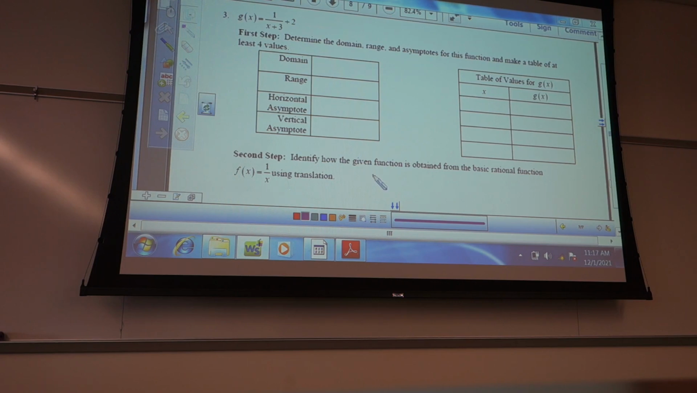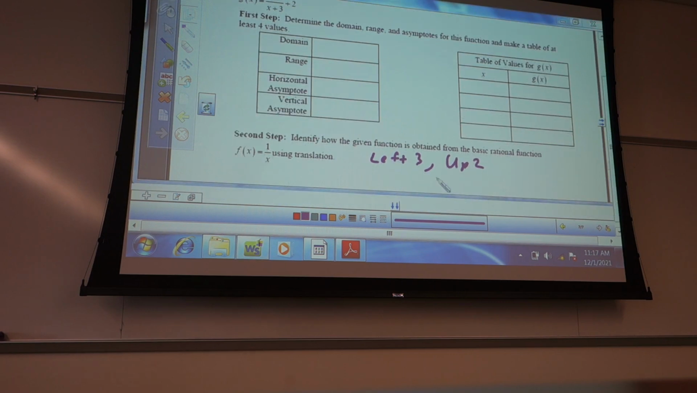Left or right? Natalia, do you remember? Left. Yep. Left 3. And then on the outside is my up, down. So David, how has it been translated? Up 2. So that means that my center is left 3, up 2, which is -3, 2. So I'm going to fill that spot in here.